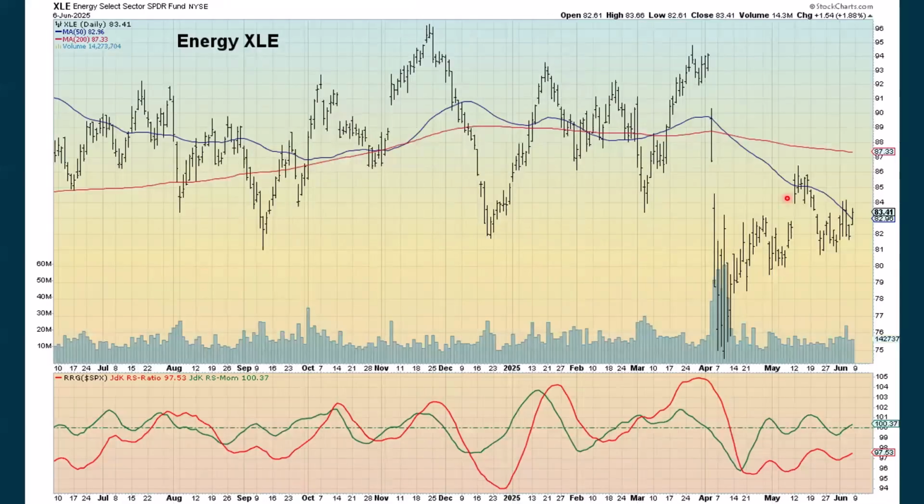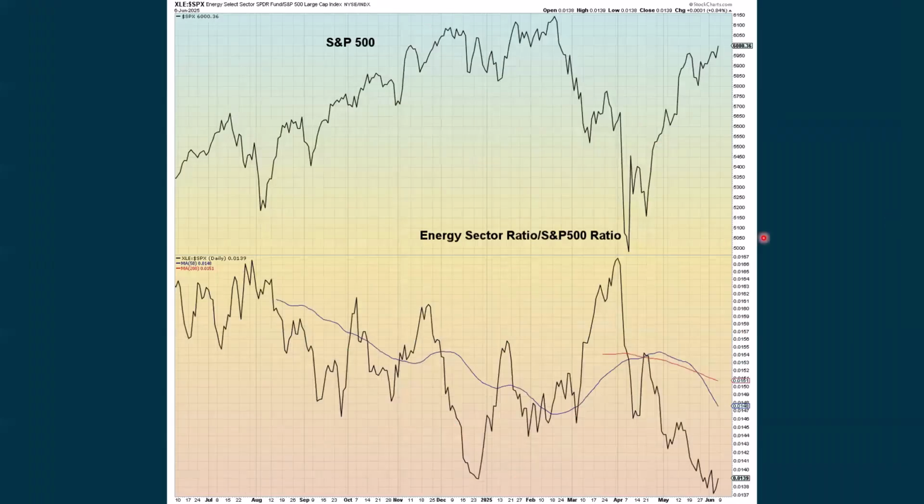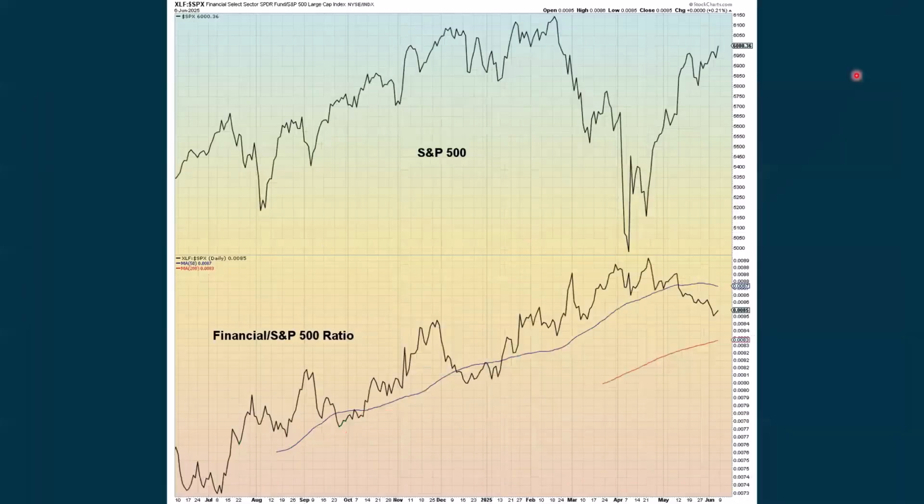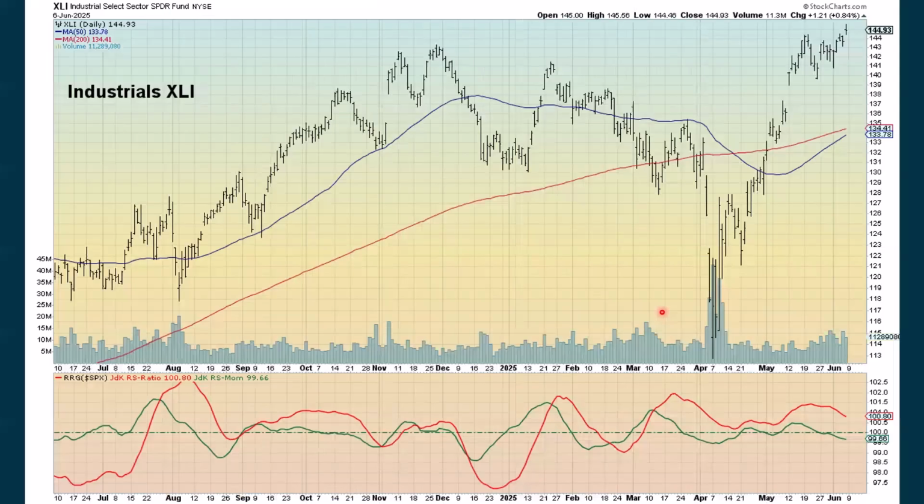Energy, which is in a downtrend, can't seem to stay above its 50-day moving average, and also underperforming. We were starting to generate a golden cross here, but then this ratio really went down, and now we've seen a death cross with this ratio. Financials, banks and insurance companies and so forth, they're holding up fairly well, and they're one of the better performing areas compared to the S&P. They did fall back, but they're still in a longer term uptrend.